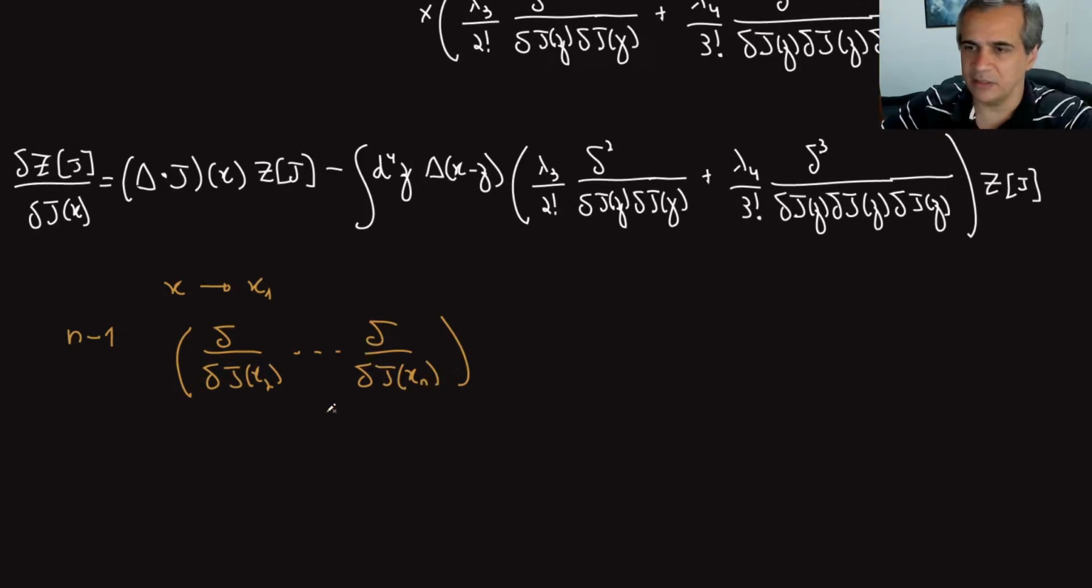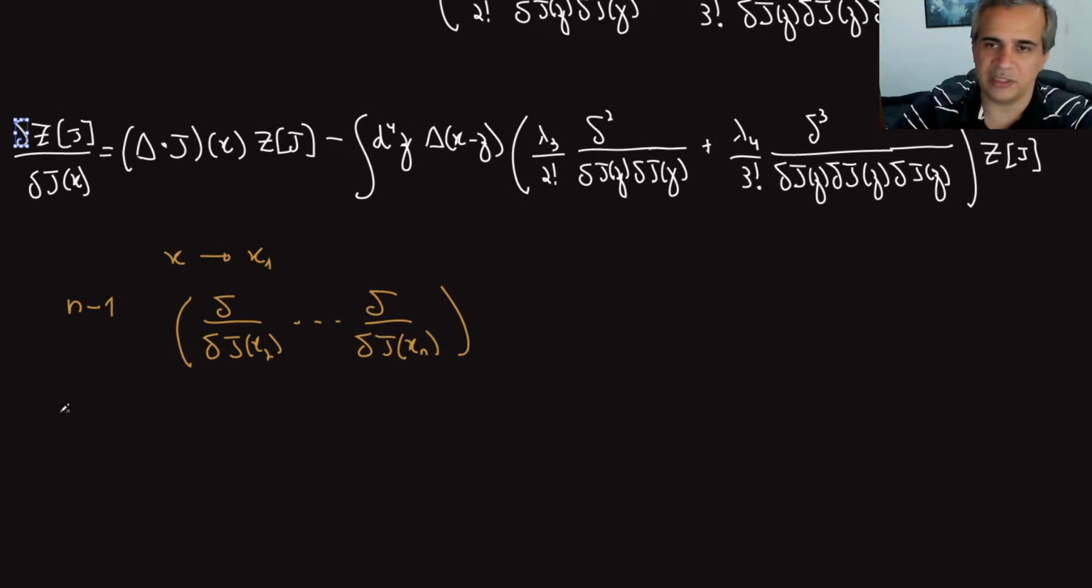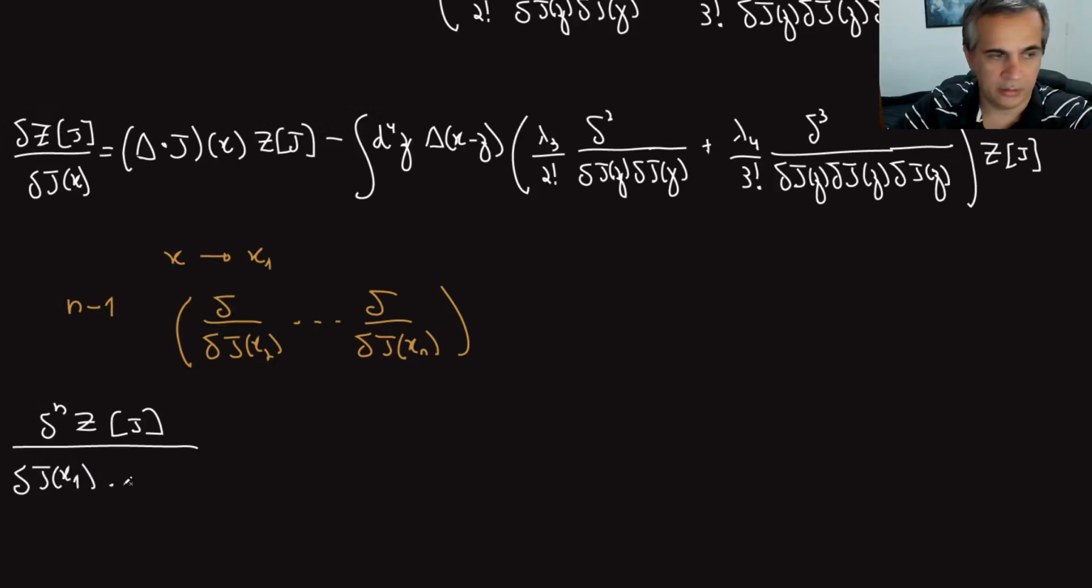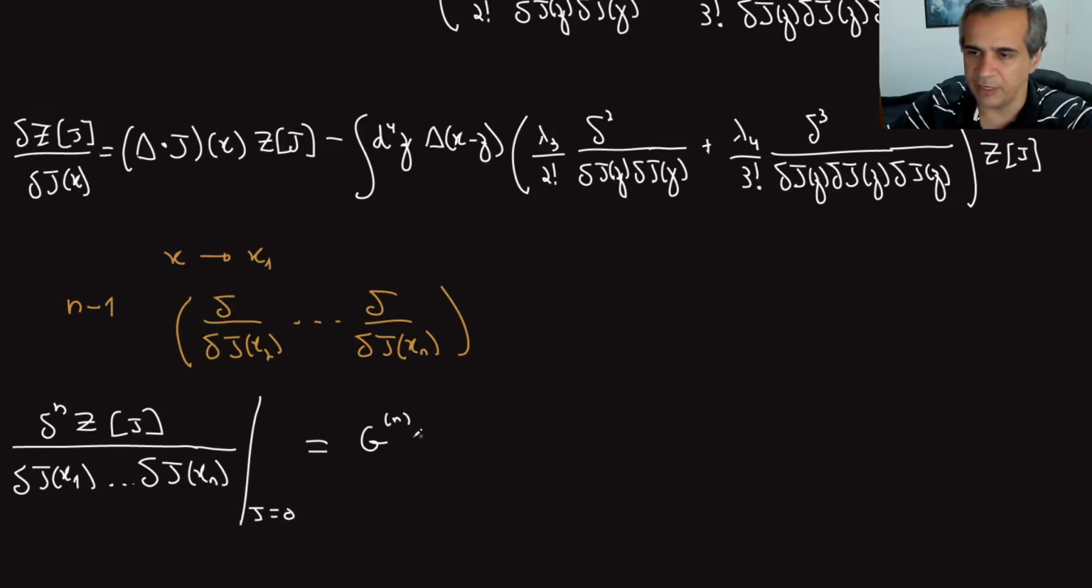On the left side this becomes an object that is well known to us. That will be del^n z of j over del j of x1 to del j of xn. If we in the end take j to 0, this is the Green function in the absence of sources for n points.